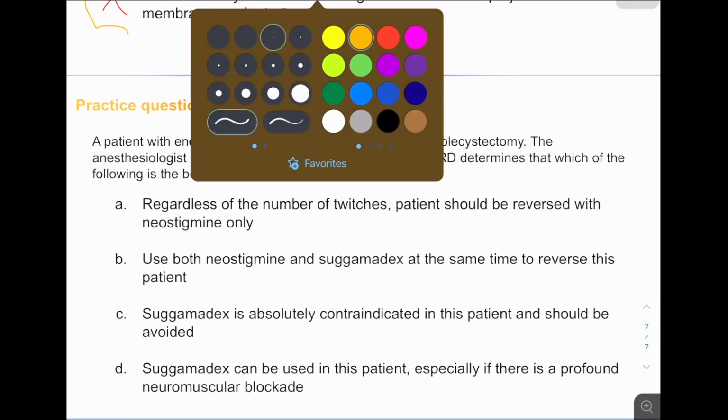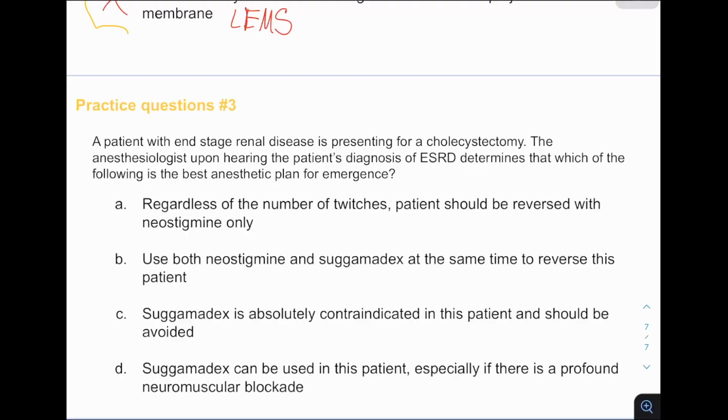Now, finally, the last question is about a patient with end-stage renal disease presenting for cholecystectomy. The anesthesiologist, upon hearing the patient's diagnosis, determines which of the following is the best anesthetic plan for emergence. Choice A is regardless of the number of twitches, the patient should be reversed with neostigmine only. B, using both neostigmine and sugammadex at the same time to reverse. C is sugammadex is absolutely contraindicated in this patient and should be avoided. And D, sugammadex can be used in this patient, especially if there's a profound neuromuscular blockade.